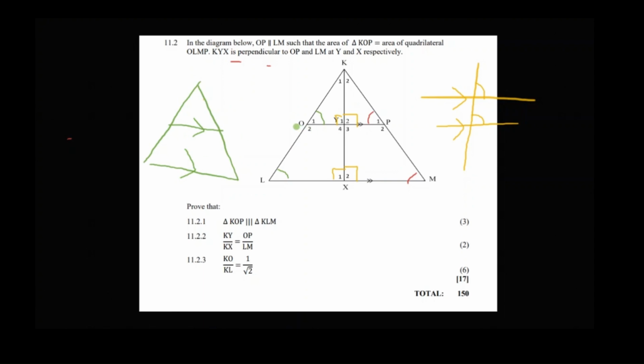So we can see that we have OP that's parallel to LM. So what does that mean? That means KO over OL is going to be in proportion to KP and PM.